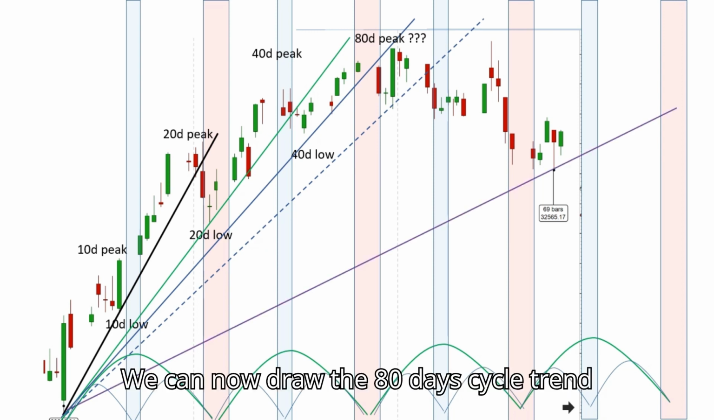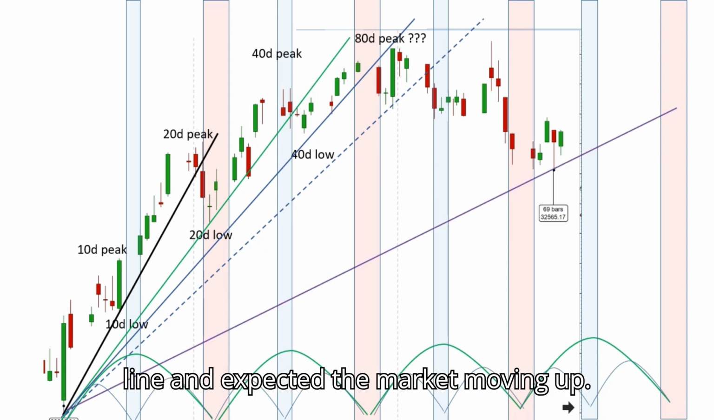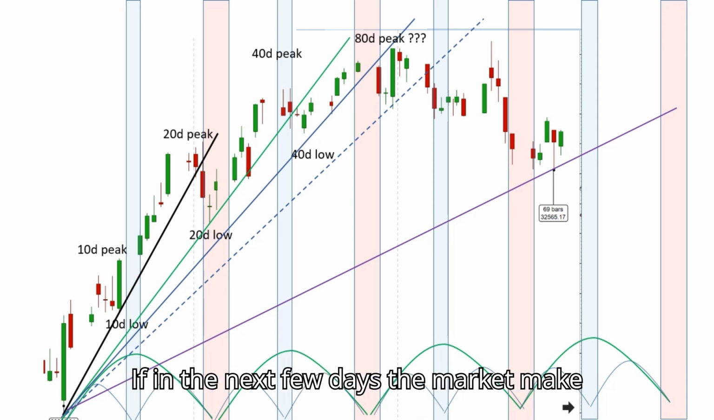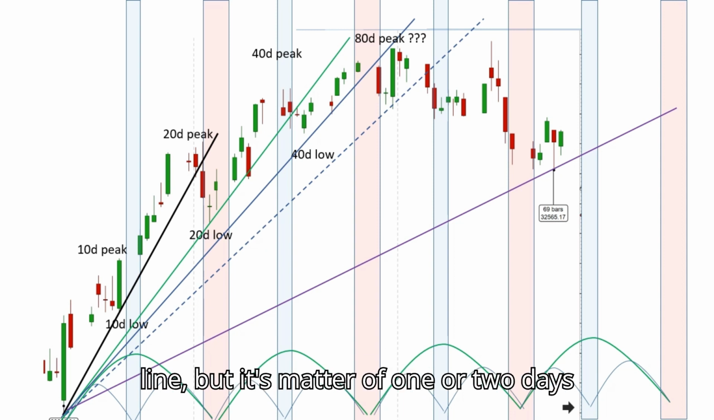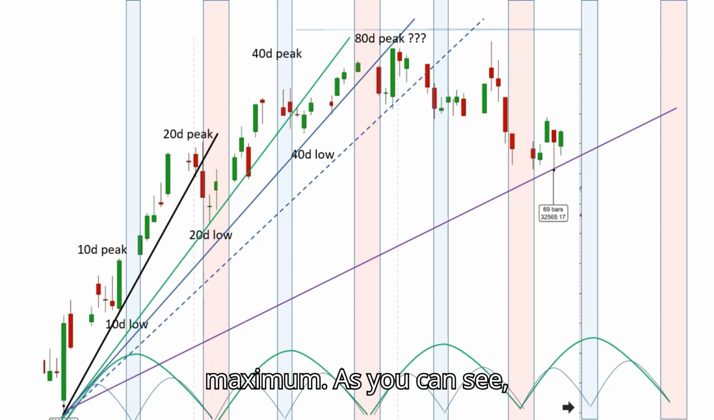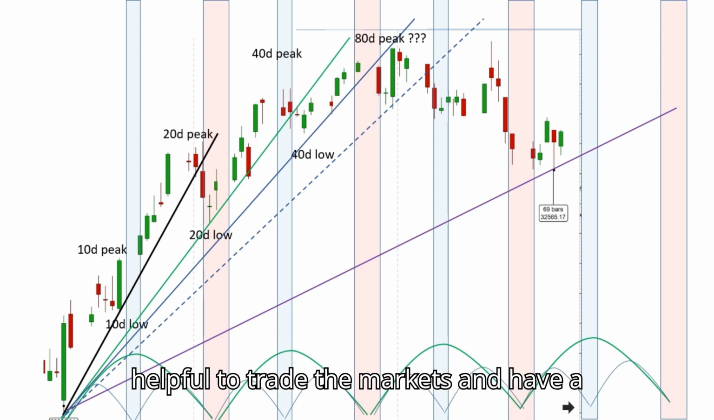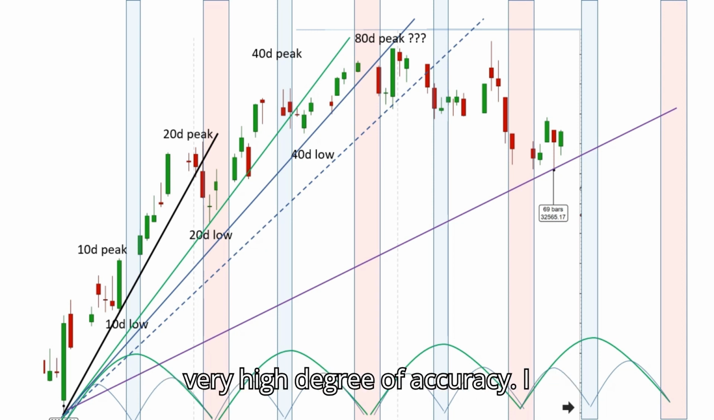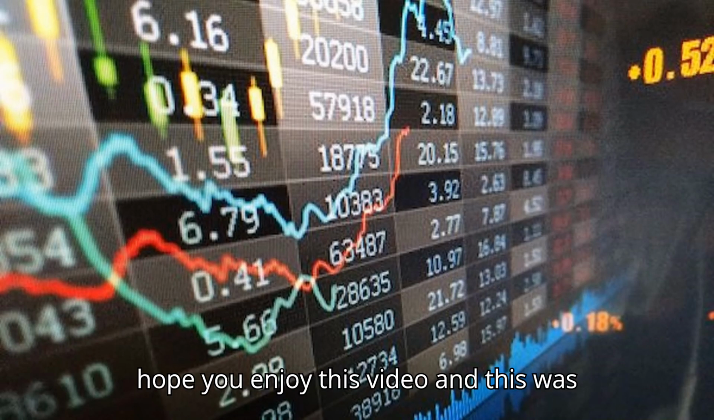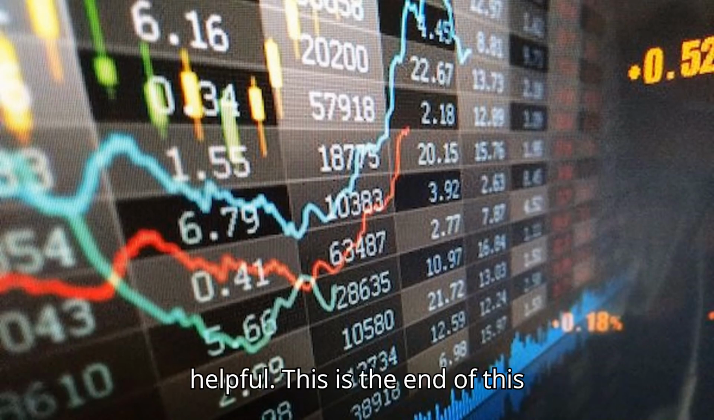We can now draw the 80 days cycle trend line and expect the market moving up. If in the next few days the market makes a new low, then we will adjust the trend line, but it's a matter of 1 or 2 days maximum. As you can see, using the Hurst cycle principle is very helpful to trade the markets and have a very high degree of accuracy. I hope you enjoyed this video and this was helpful.